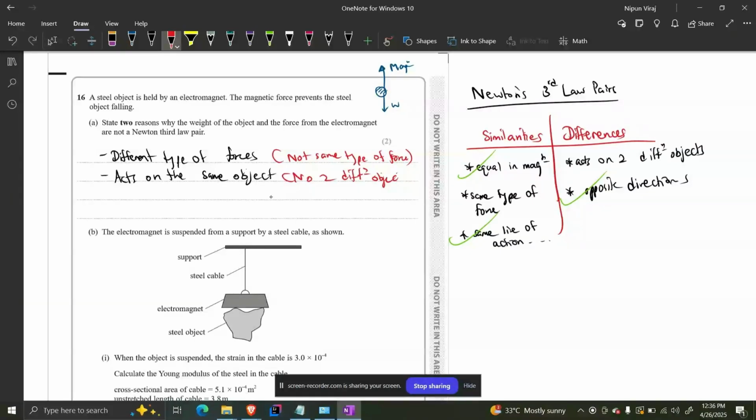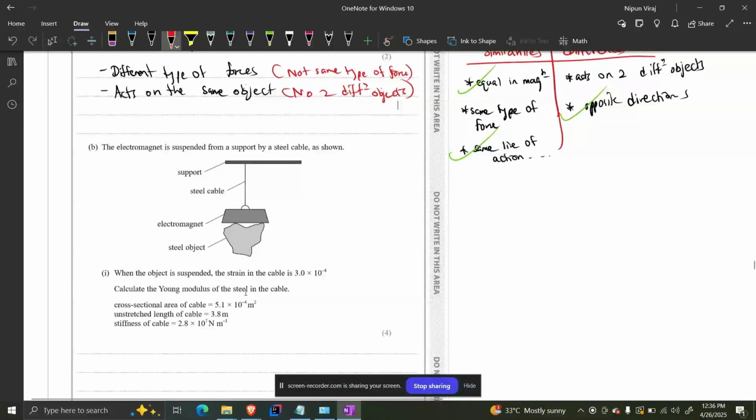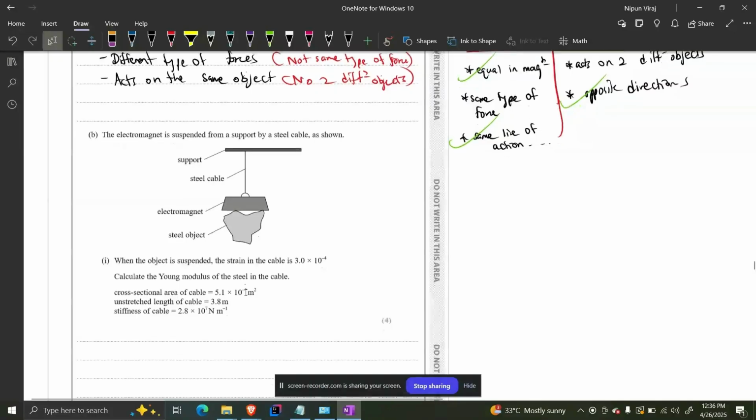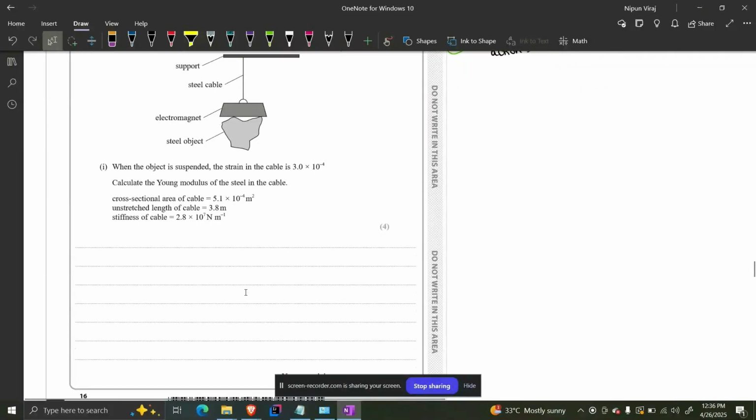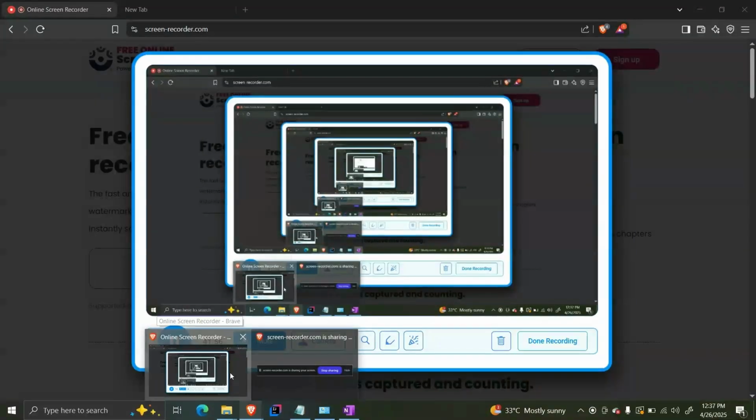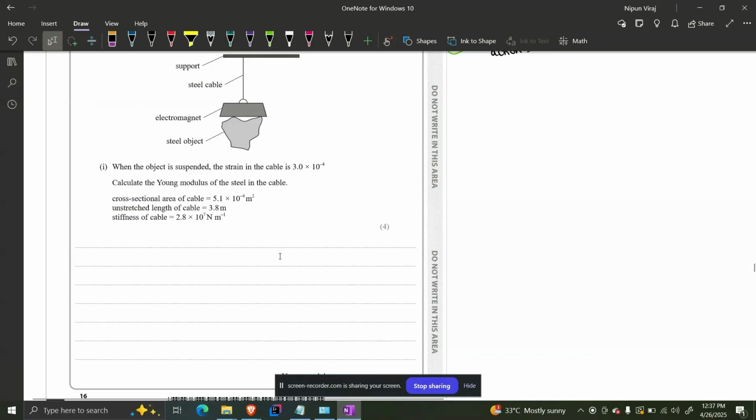Okay, so that's the scenario between this. Right, so they have given this as well, how the diagram looks. The electromagnet is trying to hold the steel object, and then we should calculate the Young's modulus, right? Calculate the Young's modulus of the steel in the cable. So we can calculate the Young's modulus easily, divided by e over L naught. So we can say it is FL naught divided by AE.